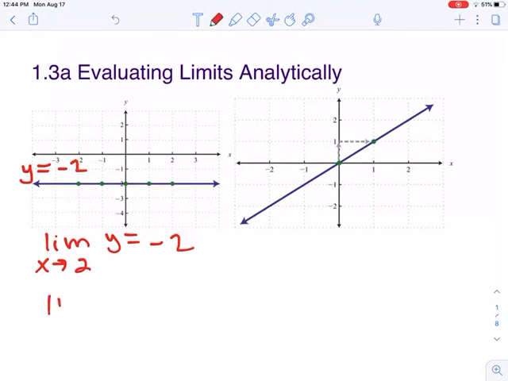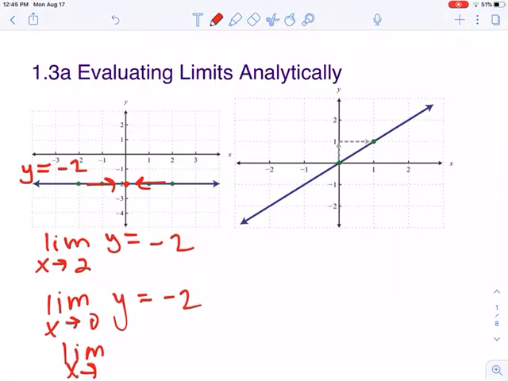If we look at the limit as x approaches 0 on this graph, from the right and the left, we approach a y value of -2. Does it matter which y coordinate I'm going to pick here? From the right or from the left, we are always going to have a y value of -2 because we have a horizontal line. So that's one of the properties that we're going to talk about.